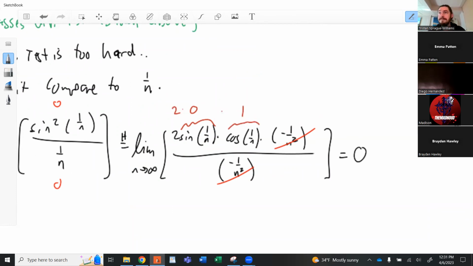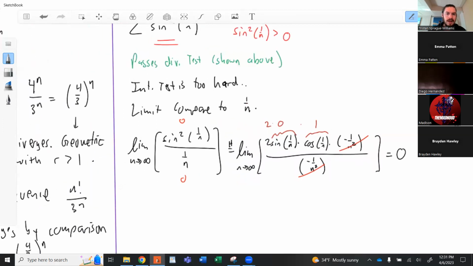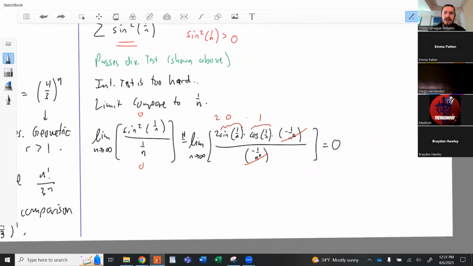That's a 0. Okay. So, not ideal, because we were comparing to a divergent series and we got 0 from this limit comparison. So that didn't work great. So that is a no conclusion result. So we could try something else.